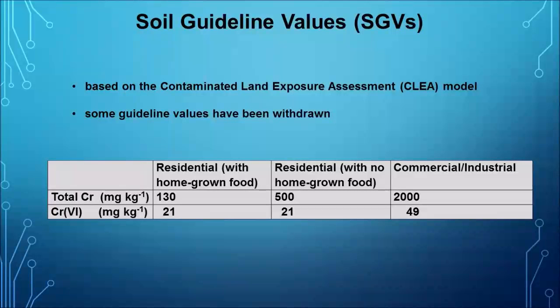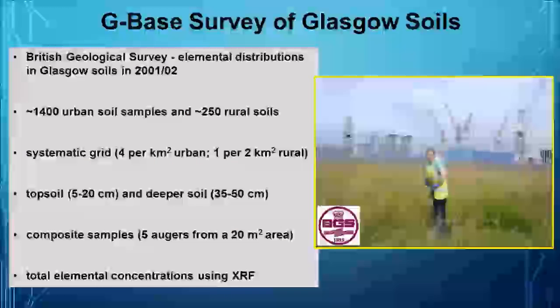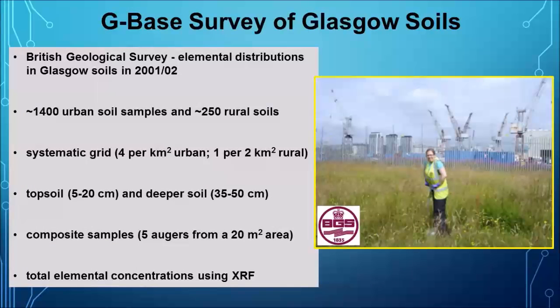There are also some values for chromium-6, and these are typically much lower because of the difference in the level of toxicity between chrome-6 and chrome-3. Now, these we'll just use as indicative values. There is still some debate about the guideline values, and indeed for some elements the values have been withdrawn. But it gives us a good comparison point when we look at the extent of contamination, and I'll show you some values later on. Now, following on from the earlier contaminated land legislation in the UK, the British Geological Survey were tasked with determining elemental distributions in urban soils.